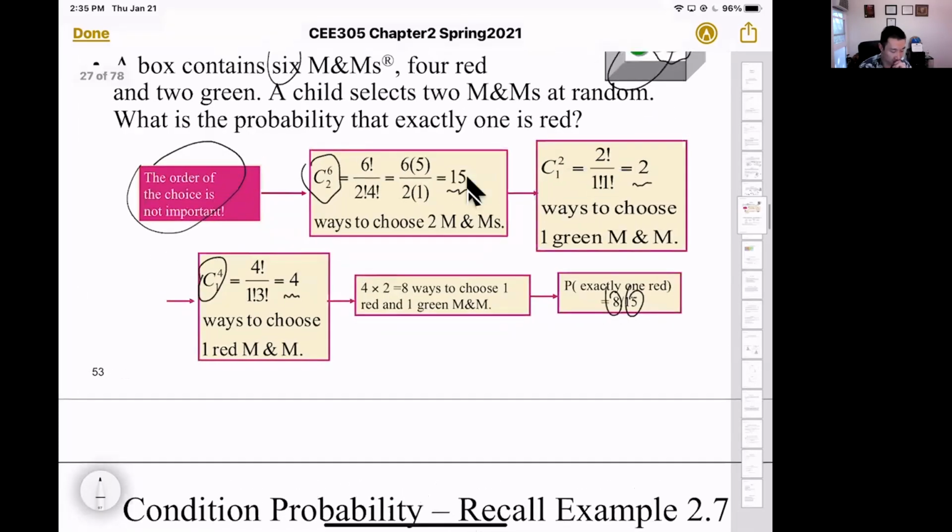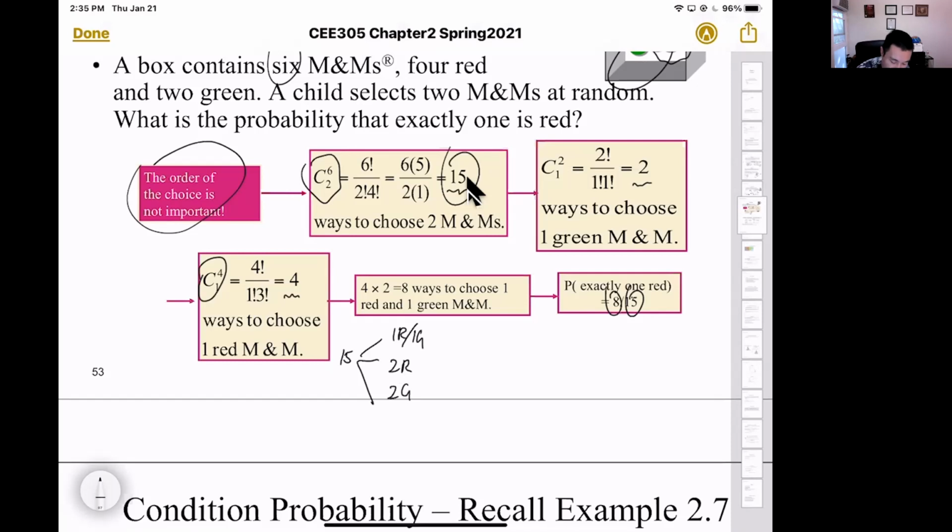Here is another way to do it. We know we have 15 total ways to pick the candy, C(6, 2), 15 different ways. And what are the possible outcomes? We could have 1 red and 1 green, we could have 2 red, and we could also have 2 green. So these are the only outcomes when we pick 2 candies from this box.